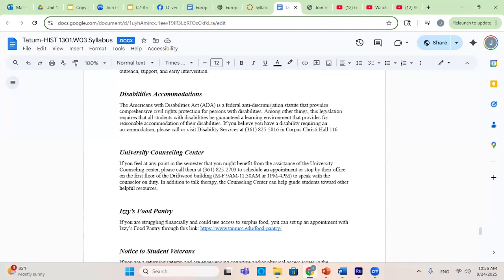Okay, so spare yourself that struggle if possible. If you feel like you could benefit from having any kind of accommodations, please reach out to these people here. They're great people and they do want to help you.